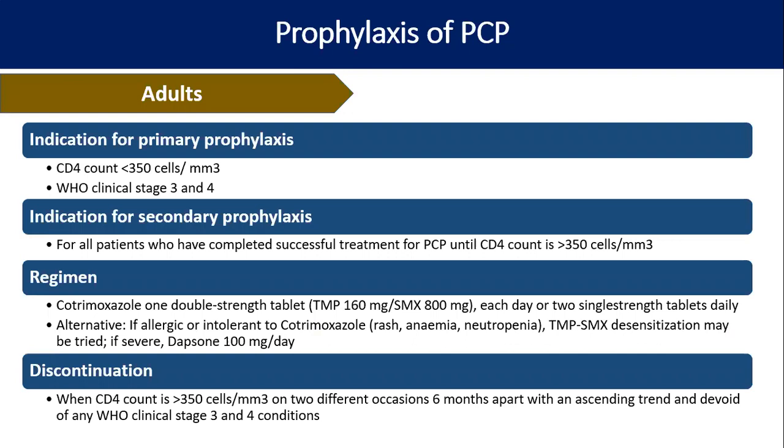Then prophylaxis of PCP. For adults, if the CD4 goes down to less than 350 cells per cubic millimeter, or if the patient is having WHO stage 3 or stage 4 condition, we should start prophylaxis.